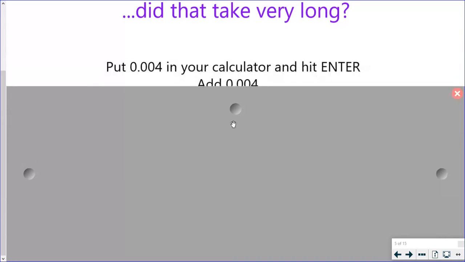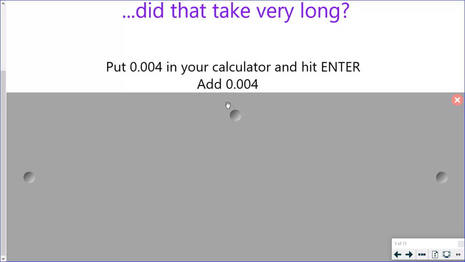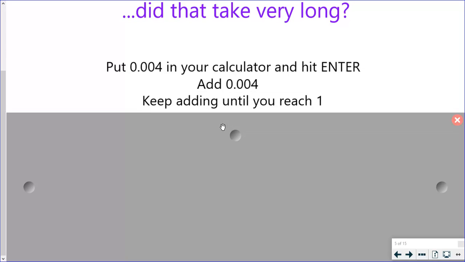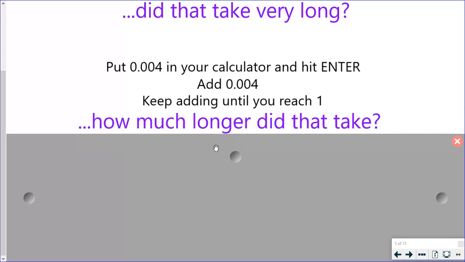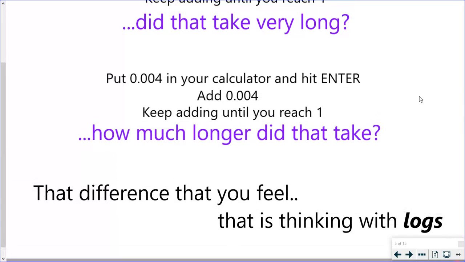All right. What I want you to do now is take 0.004 in your calculator and hit enter. You probably see where this is going. Add 0.004 and keep going until you reach 1. How much longer did that take you? That difference that you feel, that's thinking with logs.